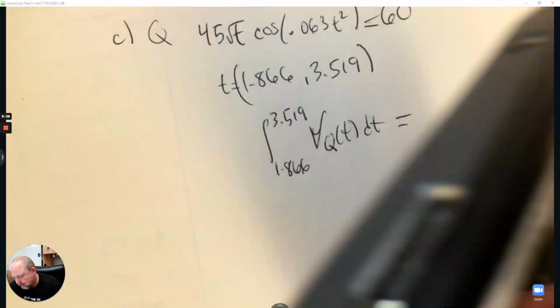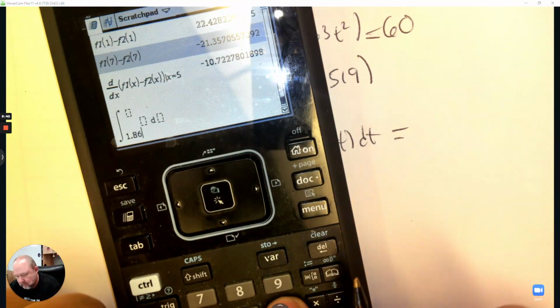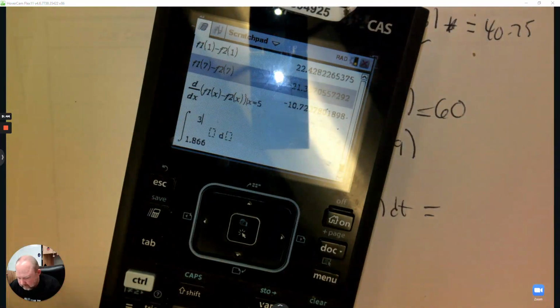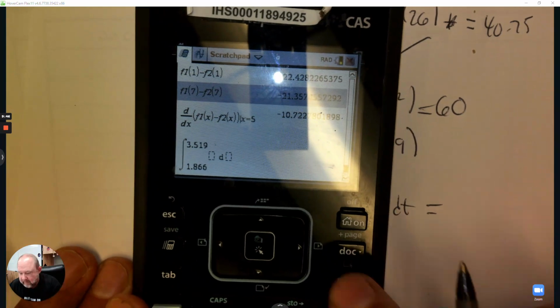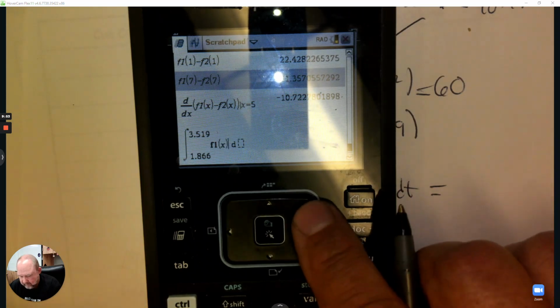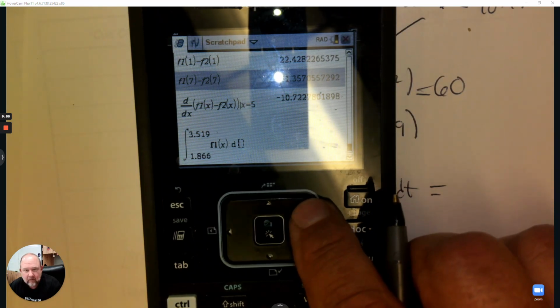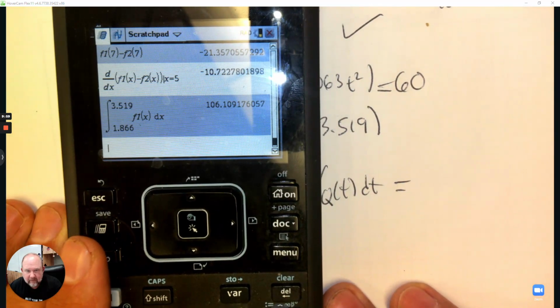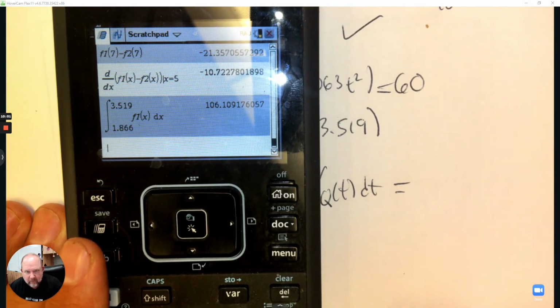1.866 to 3.519. And again, I'm integrating that velocity. We just said was F1 at x, so I don't need to retype it. It's in there in the calculator already. There it is. 106.109.